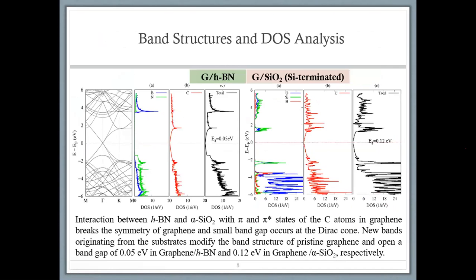Next to that, we analyze the band structures and DOS of these materials. The results are shown here with the system of graphene on hBN on the left-hand side and the graphene on silicon dioxide on the right-hand side. The important point we would like to focus on here is that freestanding graphene has a zero band gap. However, when we put the graphene on the substrate, a narrow gap appears in graphene.